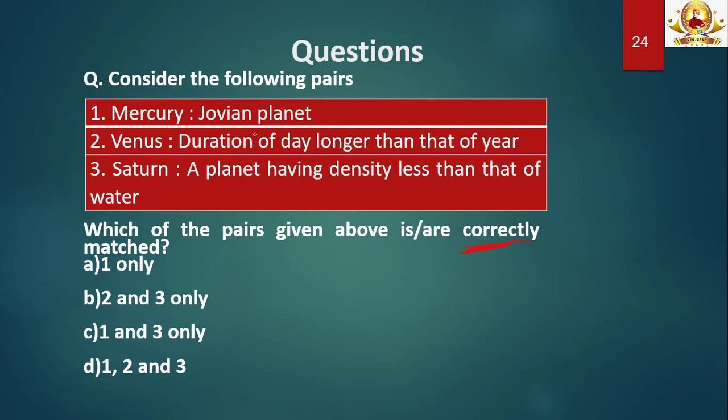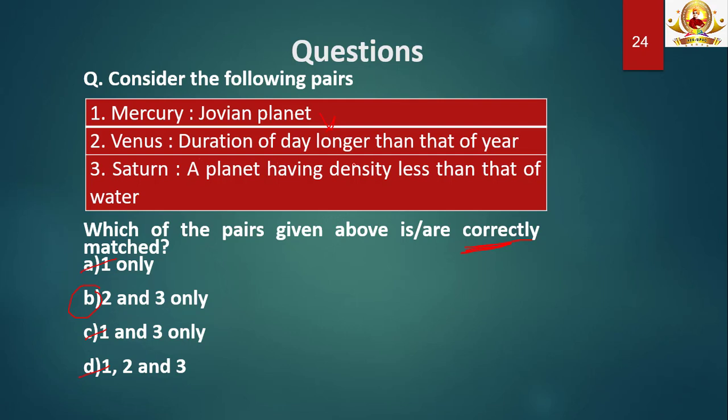Let's see first. Mercury is a Jovian planet. No, we studied that Mercury is not a Jovian planet but an inner or terrestrial planet. So this statement is wrong. So any answer with 1 is not correct, so we can eliminate A, C and D. This is one method, elimination. So the correct answer should be B. But you cannot trust it blindly, so see whether the other two statements are correct or not.